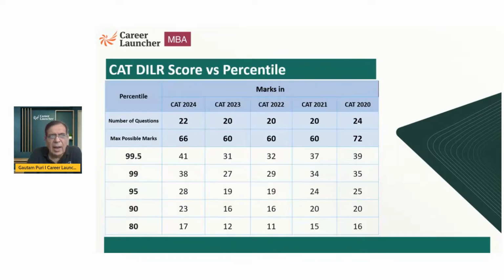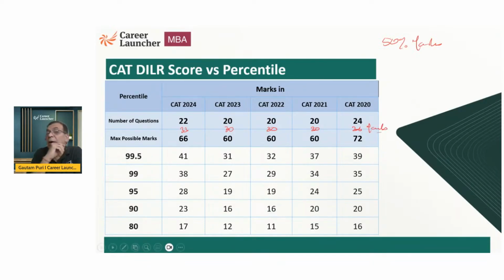If you look at the last 5 years of CAT, the number of questions has varied from 20 to 24. The lowest has been 20 in CAT 21, 22, 23, and the highest has been in CAT 2020 and 2024. And hence, because it is 3 marks per question, the total marks of the section have also varied. But one thing which has remained by and large constant is the 50% marks. In CAT 2020, 50% marks would have been 36 marks. 21, 22, and 23 would be 30 marks. And in CAT 24, it would be 33 marks. So these are the 50% marks.